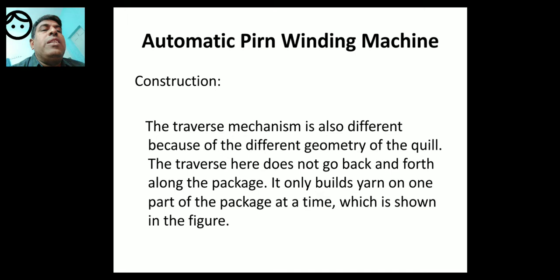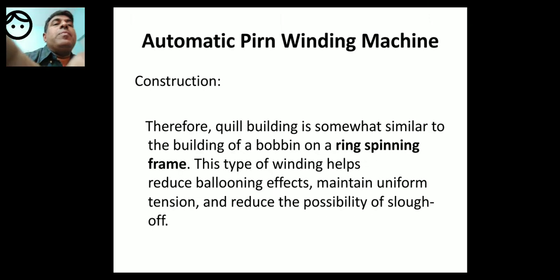Please understand this, that's why the traverse here does not go back and forth along the package. It does not go along the complete length of the package. It only builds yarn on one part of the package at a time. Therefore, quill building is somewhat similar to the building of a bobbin on a ring spinning frame.